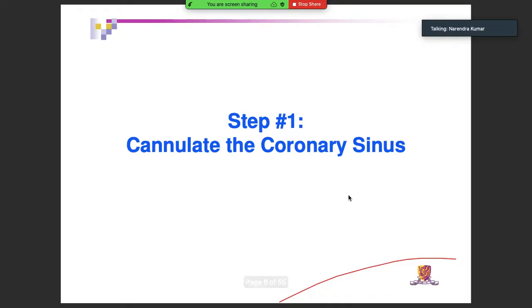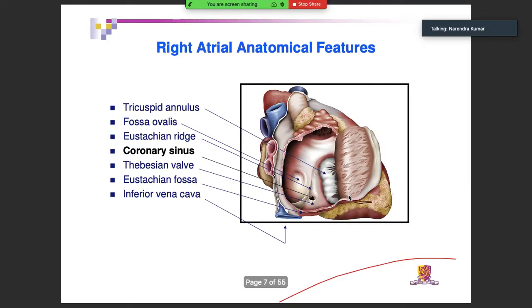The first important step is cannulating the coronary sinus. We should have a clear understanding of the anatomy of the right atrium, especially where the tricuspid annulus is, and where we can see the coronary sinus. Sometimes the eustachian valve can be very prominent over there. Then comes the superior vena cava, the inferior vena cava, and the thebesian valve, which can sometimes be prominent as well. If it is prominent, it can be difficult to deal with. So that is why it is very, very important.